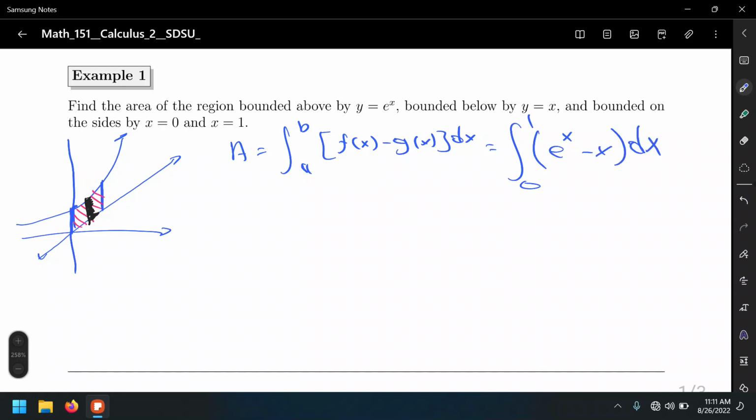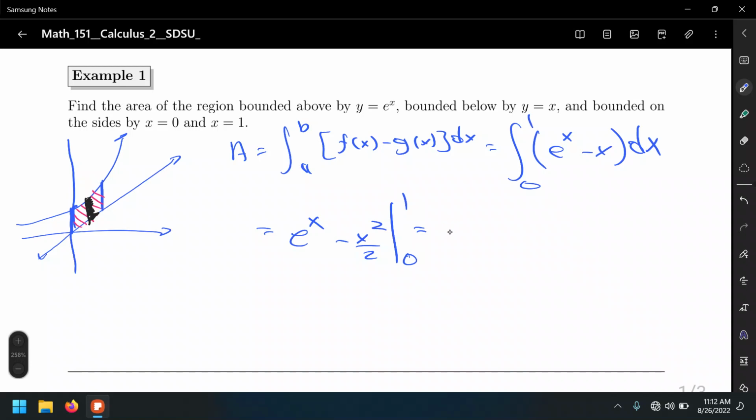And to evaluate the integral, there's really no need of any fancy method, not even a substitution. It's just basic rules. The integral of e to the x is itself e to the x, and the integral of x is x squared over 2. And that is evaluated between the limits 0 and 1. Okay? We're essentially done with the calculus part of the problem. The rest of the problem is applying the fundamental theorem of calculus, which is evaluate the antiderivative at the upper limit minus evaluate at the lower limit.